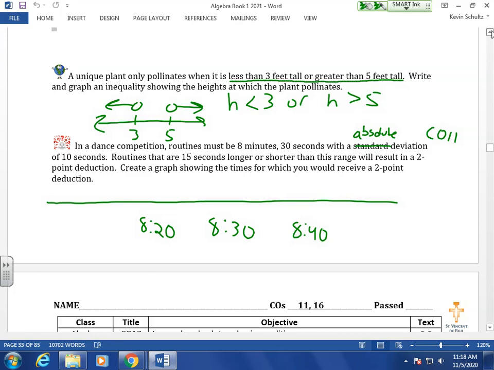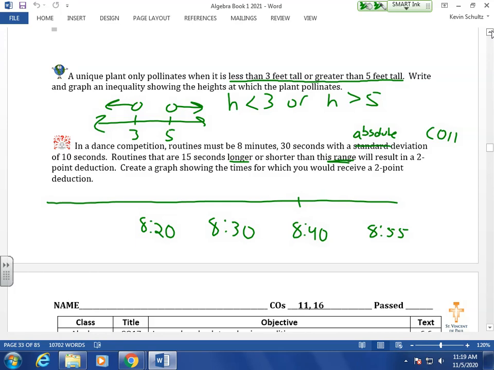Okay. And then it says routines that are 15 seconds longer or shorter than this range. This range refers to the 820 to 840, for which there are no point deductions, right? 15 seconds longer than that brings us to 855. What type of circle do we have above 840 here? A routine longer than that will lose you points.